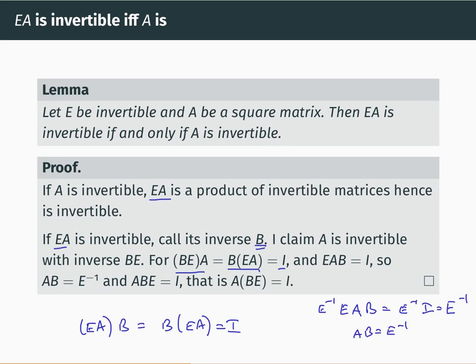and then multiplying on the right by E, we'll get that ABE is equal to E inverse times E, which is of course equal to the identity. So A times BE is equal to the identity. Now we've shown that BE times A is the identity, and A times BE is equal to the identity, and therefore A is invertible and its inverse is B times E. We've done both directions of this lemma, so we're finished.